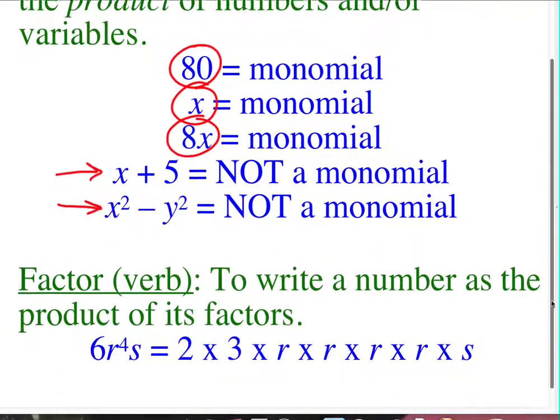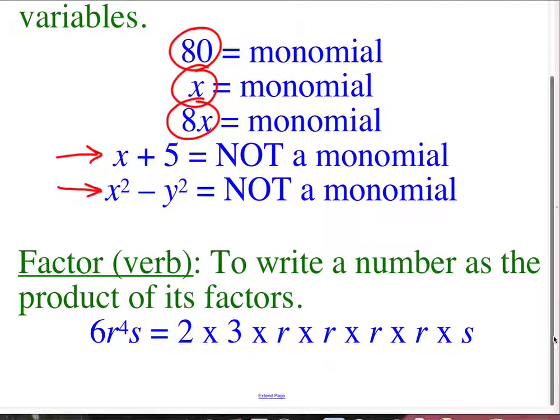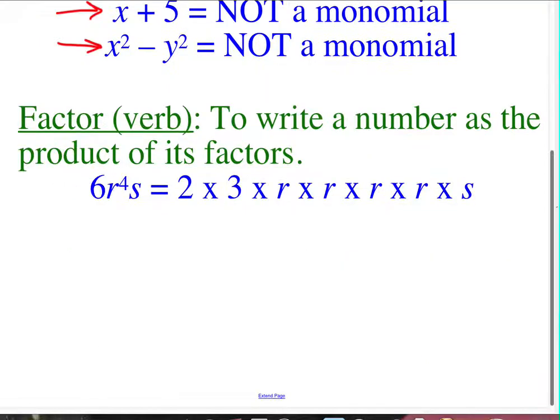It's like one term. It's another way to think of it. And real quick, then we end with this definition. To factor as a verb means to write a number as the product of its factors. We'll get into this a little bit more near the end of the lesson, but they do throw an example at us, so we'll talk about this real quick. Here we have to factor this monomial.